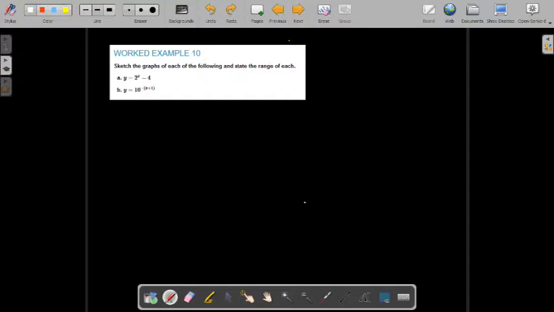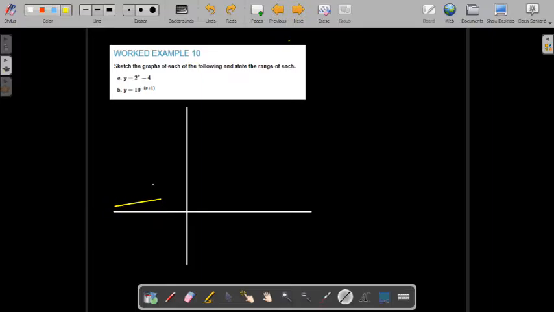Example 10, sketch the graphs of the following and state the range of each. Alright, going to do it by hand this time. So I've got 2 to the power of x, take 4. So 2 to the x we had a look at before.